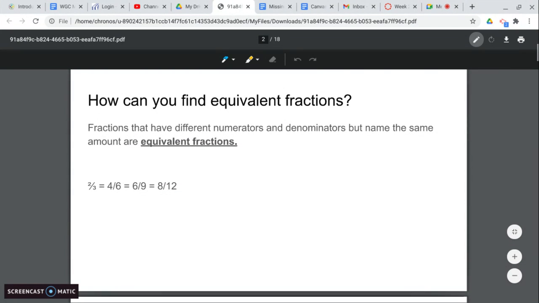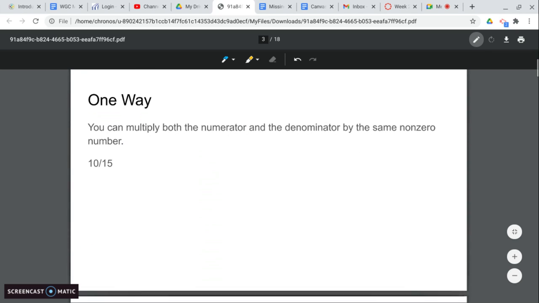So how can you find equivalent fractions? Fractions that have different numerators and denominators, but the same amount are what's known as equivalent fractions. Equivalent is your key word for this lesson. So, for example, 2/3, 4/6, 6/9, 8/12. These are all representing the 2/3 of something, because we can simplify 4/6 down to 2/3. We can simplify 6/9 down to 2/3. We can simplify 8/12 down to 2/3.